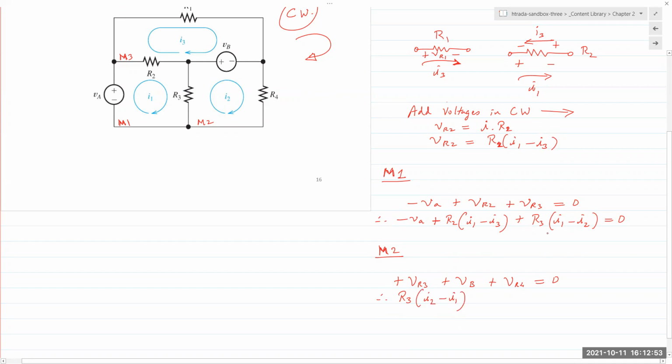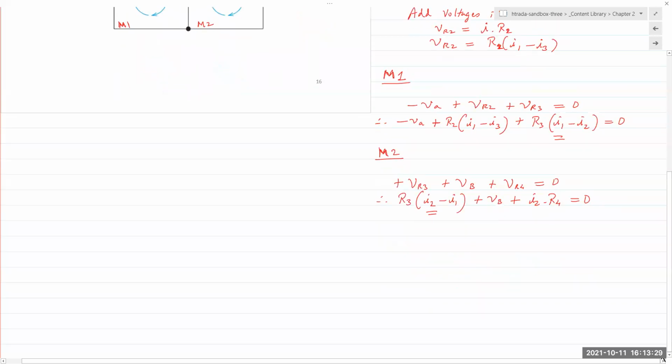In the first instance, in mesh 1, I1 was flowing in the same direction as my KVL direction. Here I2 is in the same direction, and so in mesh 1 it is I1 minus I2, and in mesh 2 it's I2 minus I1, and then plus VB plus VR4, and VR4 of course is not a shared branch, so I can simply write it as I2 times R4 equal to 0. Hope that makes sense. And let's go ahead and finish up mesh 3.